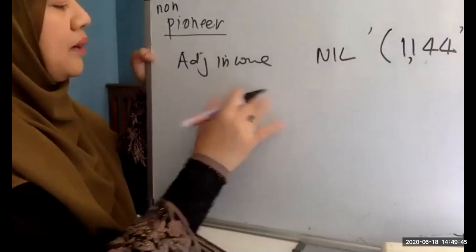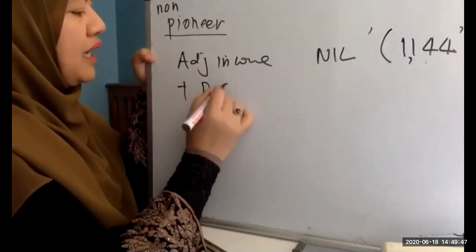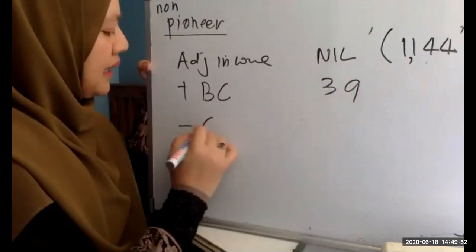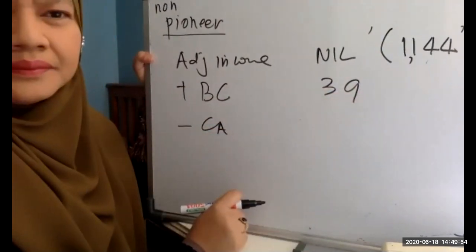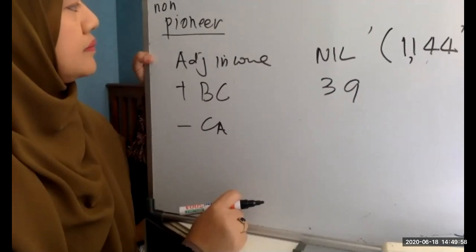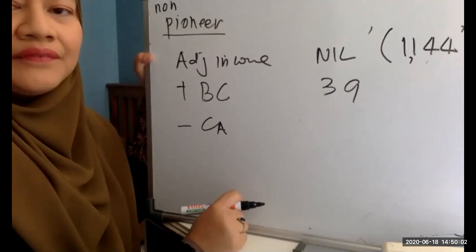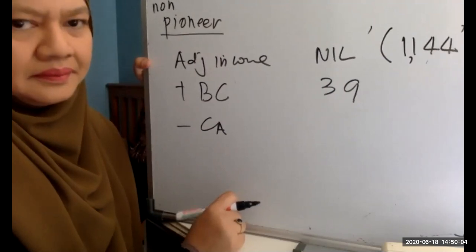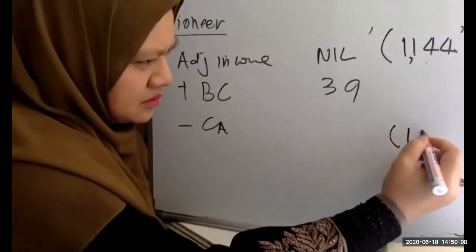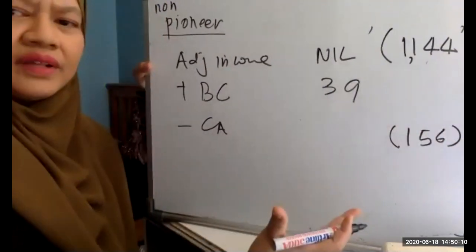Adjusted income, but you do have your balancing charge, right? How much is your balancing charge? 39. How much is your capital allowance available for your non-pioneer? 156. Are you going to use everything?